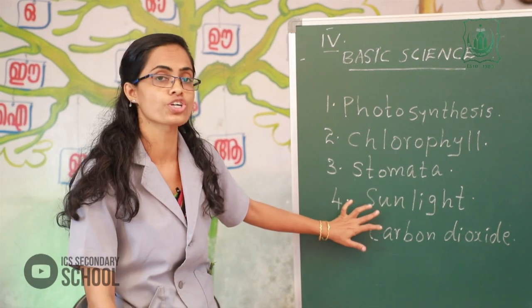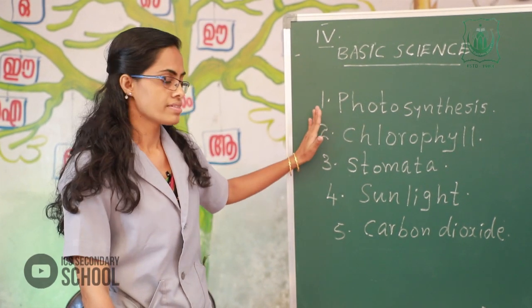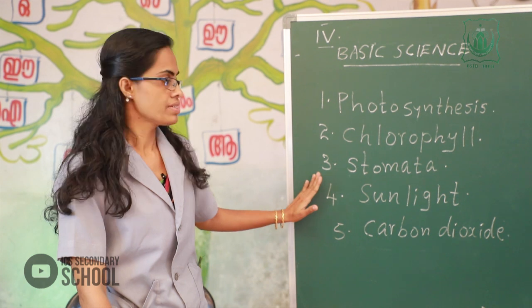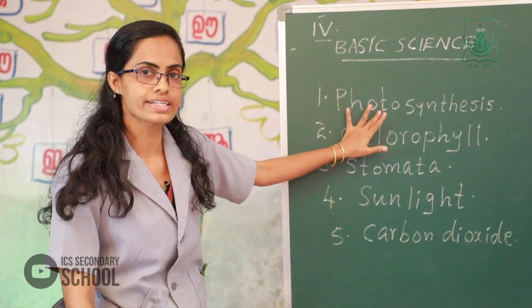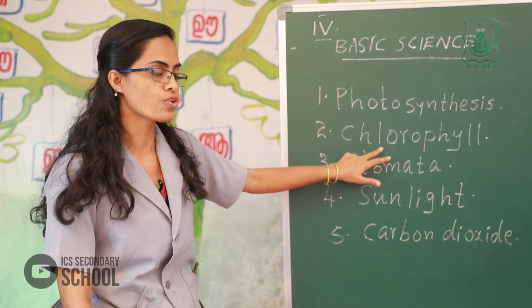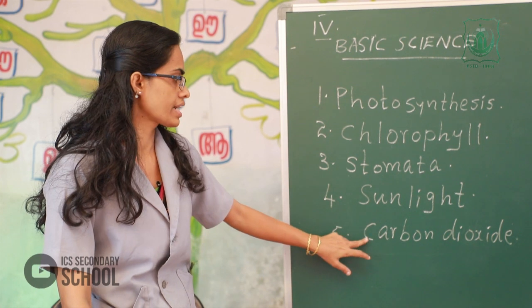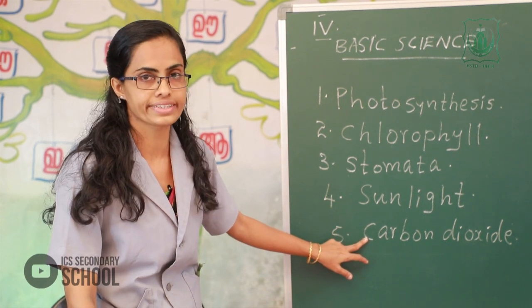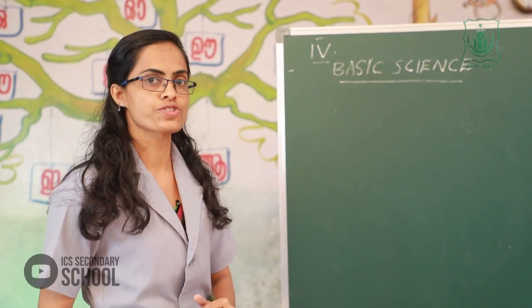Write these words in your notebook 5 times. Okay? Please listen. First I read once more. Photosynthesis, chlorophyll, stomata, sunlight, carbon dioxide. Write 5 times. Okay, clear? The next, please listen to me.